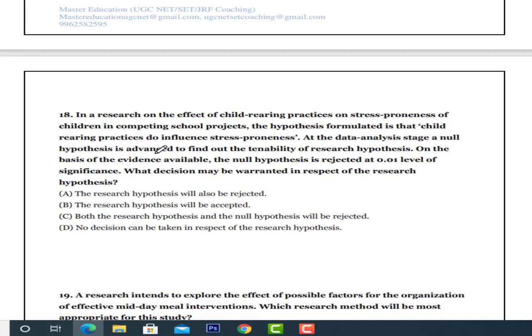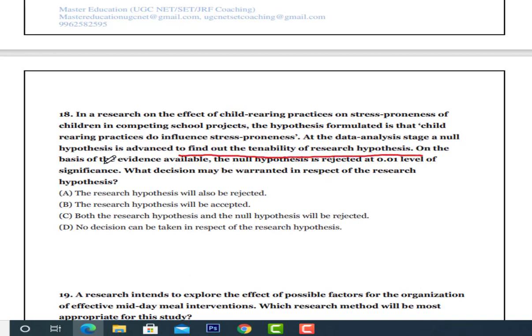At the data analysis stage, a null hypothesis is advanced to find out the tenability of the research hypothesis. On the basis of evidence available, the null hypothesis is rejected. Okay, they have observed this. The null hypothesis is rejected at 0.01 level of significance. What decision may be warranted in respect of the research hypothesis?